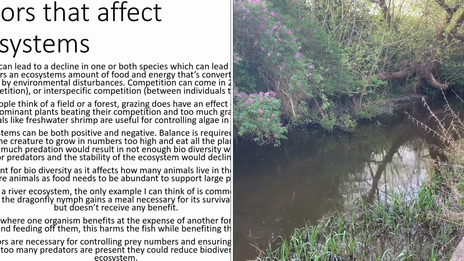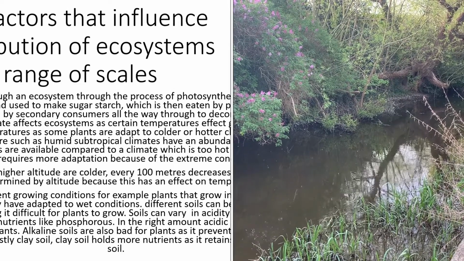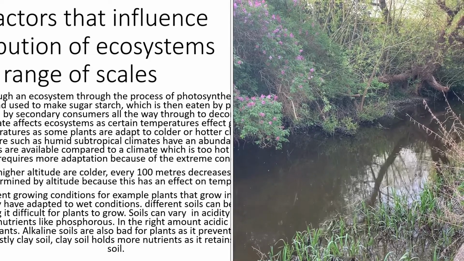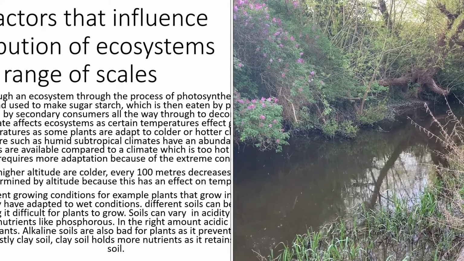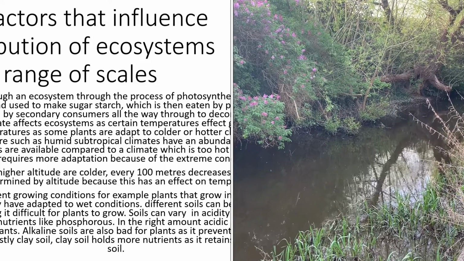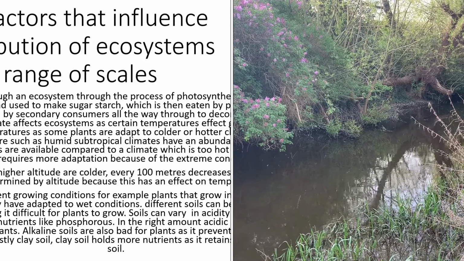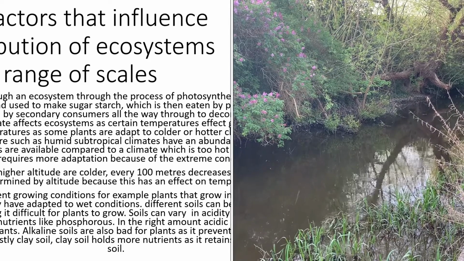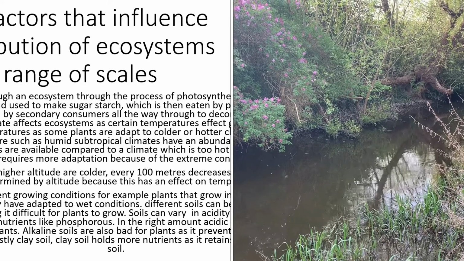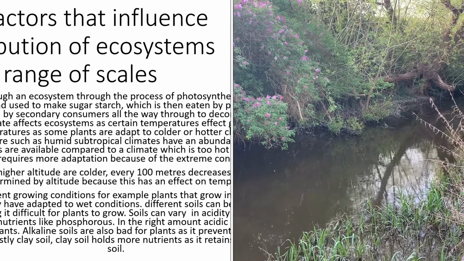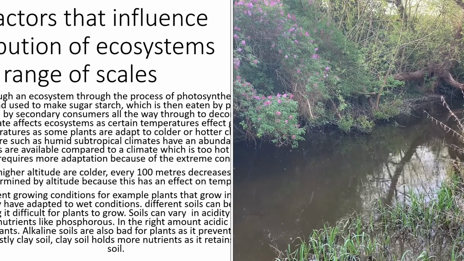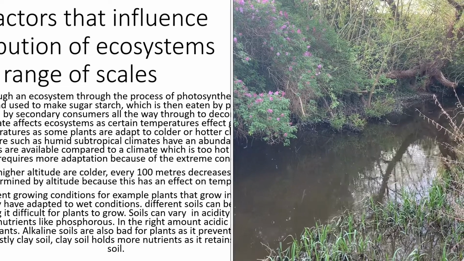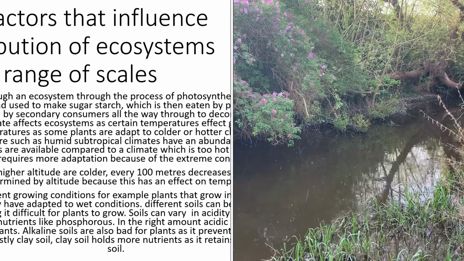Abiotic factors influence the distribution of ecosystems at a range of scales. Global. Energy flows through an ecosystem through the process of photosynthesis. Energy from the sun is trapped in chlorophyll and used to make sugar and starch, which is eaten by primary consumers, which then go on to be eaten by secondary consumers all the way through to decomposers, which provide nutrients for plants. Climate affects ecosystems as certain temperatures affect growing conditions.